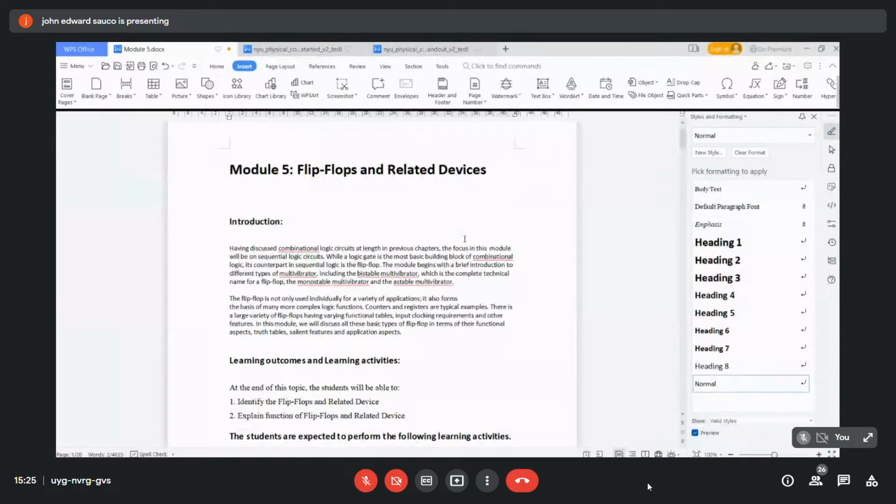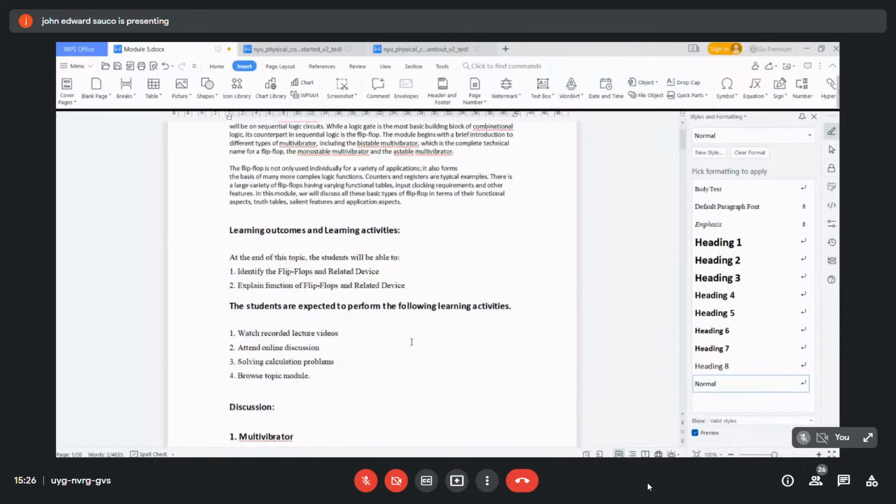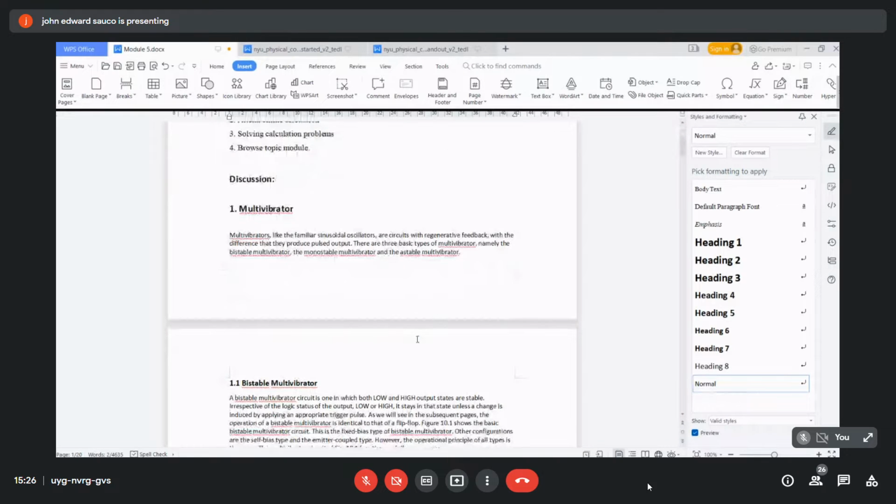Yung large variety of flip-flops having varying functional table, input clock requirements, and other feature. Okay? Sa module na to, mapag-aralan natin yung function nila, truth tables, etc. Okay? So, simulan natin sa multivibrator.